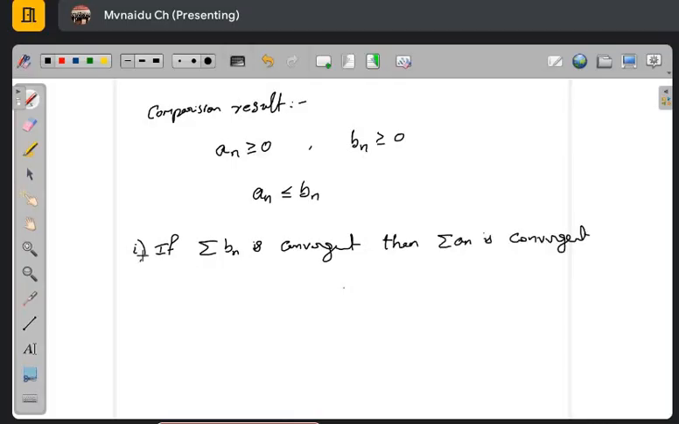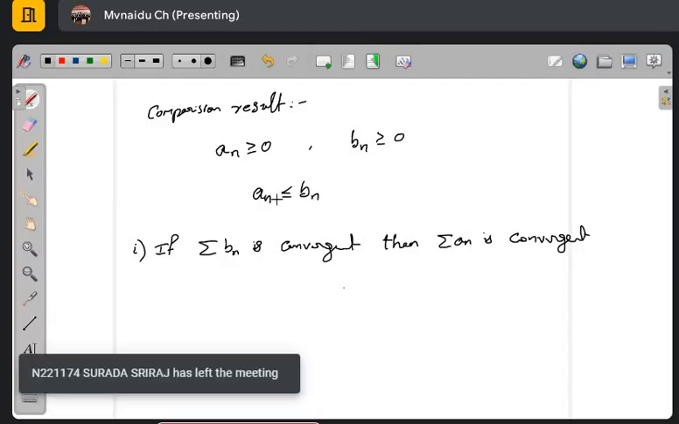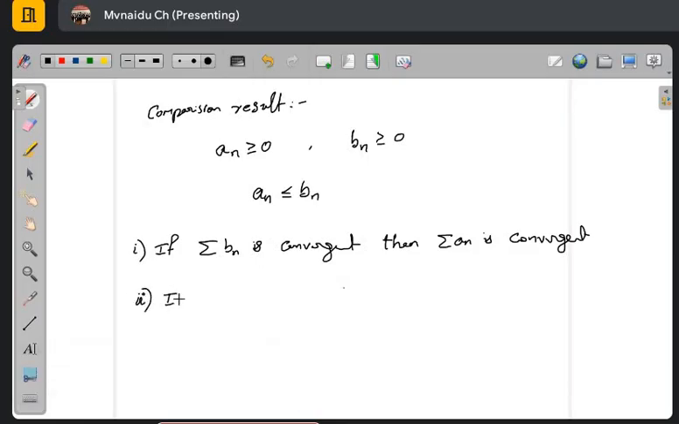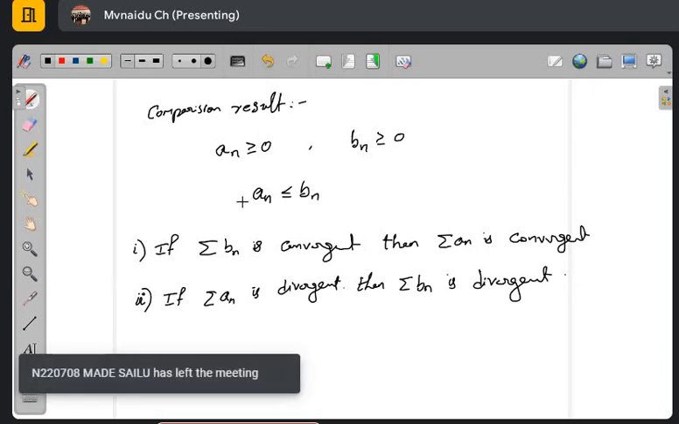And the other statement we can make here is if the smaller one is infinite, then the bigger summation is also infinite. Is my voice clear, or are you getting any breaks? Clear. So if summation an is divergent, then summation bn is going to be divergent. It means if the smaller sum is infinite, then the bigger sum is also infinite.